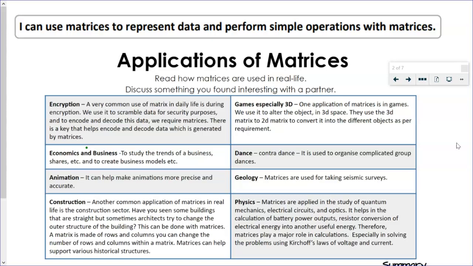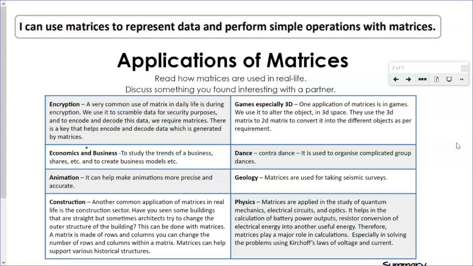So you can encrypt words. A very common use for matrices in daily life is encryption. So we use it to scramble data for security purposes, to code and decode. Games, especially in 3D, the applications are in matrices as well. Economics and business. What else? We have dance. You can choreograph a dance using matrices. Animations, it can help make animation precise and accurate.